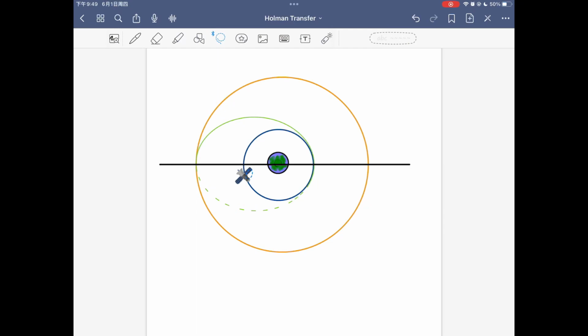It was first described by Walter Hohmann in 1925. The Hohmann transfer consists of two main burns. The first burn is used to transfer the spacecraft from its initial circular orbit to an elliptical transfer orbit, which is known as the Hohmann ellipse. And the second burn is used to transfer the spacecraft from the transfer orbit to the final circular orbit. This suggestion was quite surprising because at that time the artificial satellite hadn't been invented.